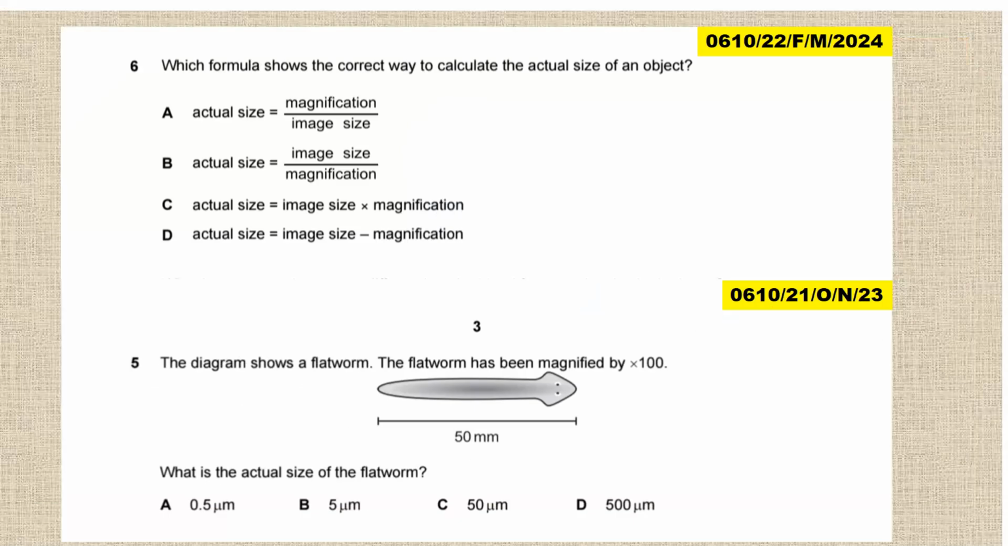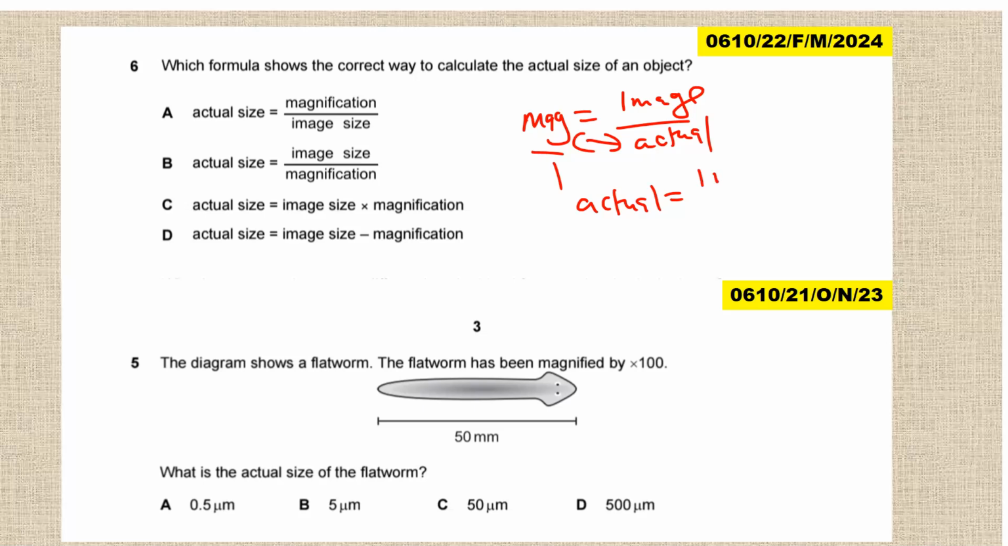Which formula shows the correct way of calculating the actual length of an object? This one comes from paper 2, variant 2, February/March 2024. They want us to find the formula for actual size. Magnification, you know that, is equal to image divided by actual. So just make actual the subject, which is just a swap. Actual is equal to image divided by magnification, and the answer is this one.